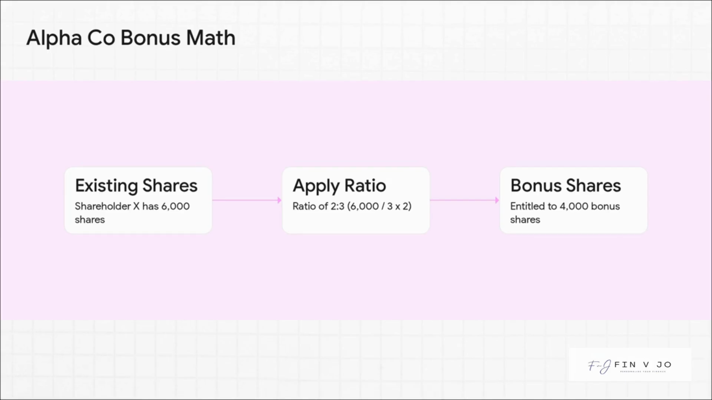Step 1, we identify the existing base, which is 6,000. Step 2, we apply the ratio. The formula here is super simple. You take the existing shares, divide by the held number, and multiply by the bonus number. So 6,000 divided by 3, which gives us 2,000. Multiply that by 2. Step 3, we get our result. Shareholder X is entitled to exactly 4,000 bonus shares, completely free of charge.